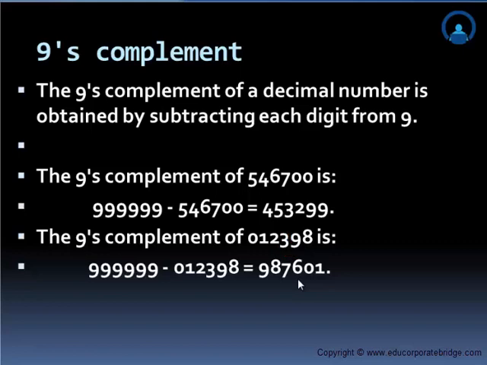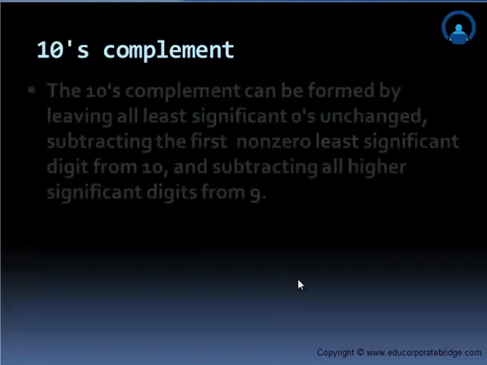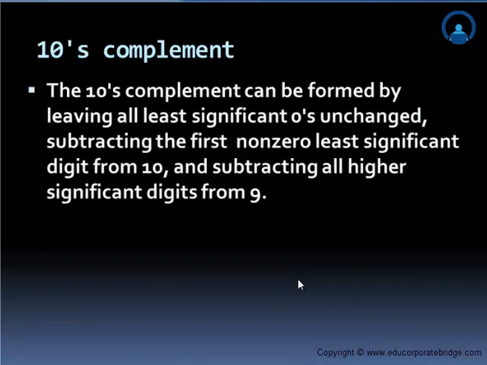This is the 9th complement of the number 012398. The next step is to find out the 10th complement. As we have the rough idea that the 9th and 10th complements are used directly for decimal number systems, we'll again go for the way to find the 10th complement. We'll just study the procedure first.